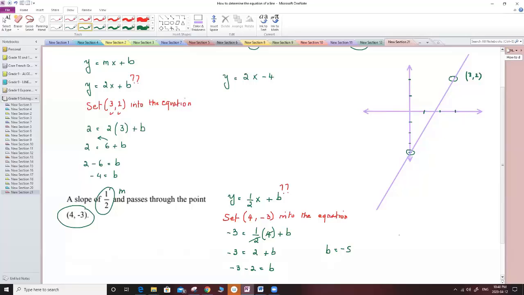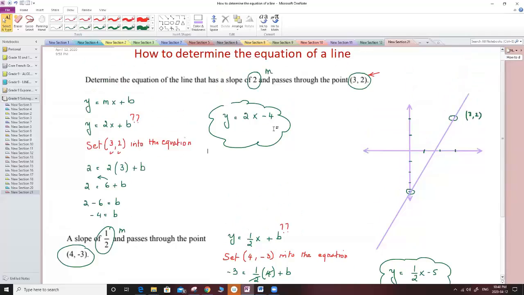If I have b, therefore I have the equation y = m, which was half, x, and I have the b, negative 5. So in this case, this is going to be the equation of this line. So from here, we know how to determine the equation of a line by knowing the slope and one point over this line.